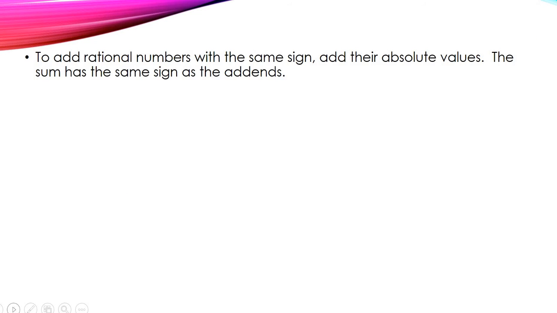Now let's look at some rules. The rule says to add rational numbers with the same sign, add their absolute values. Remember absolute value, we've already talked about this. The sum has the same sign as the addends, the things that we're adding. So same sign, 3 plus 7. What we're thinking is the absolute values of these are themselves because they're both positive. So when they're both positive, it's pretty simple.